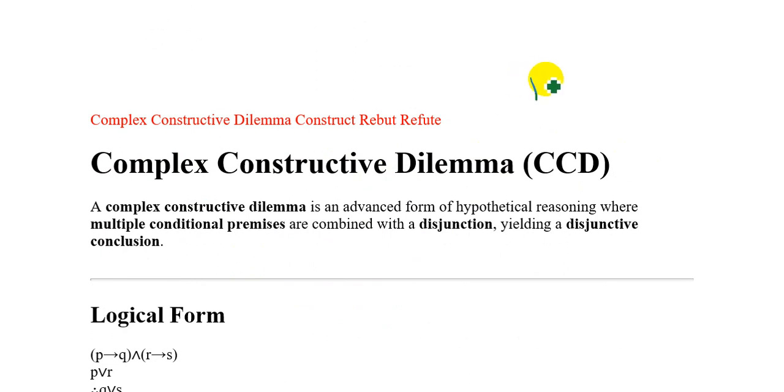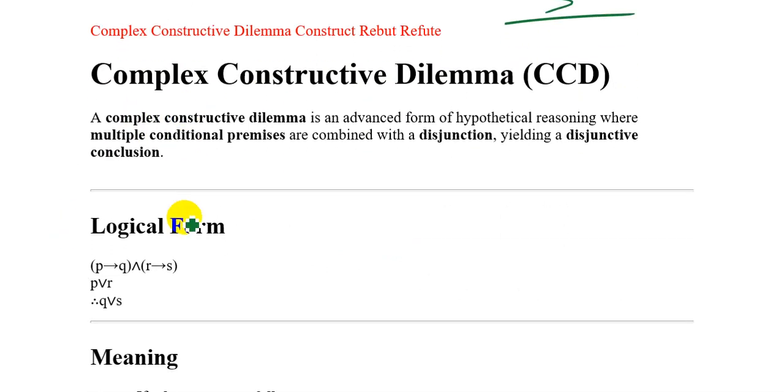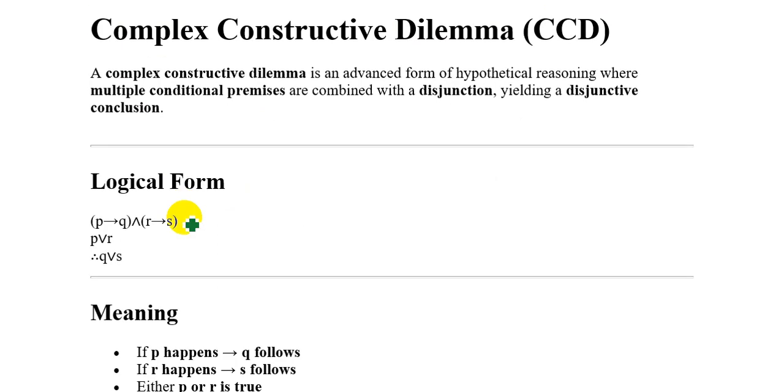This comes for 13 marks. A complex constructive dilemma is an advanced form of hypothetical reasoning where multiple conditional premises are combined with a disjunction, yielding a disjunctive conclusion. We have already seen the form of a complex constructive dilemma: if P then Q and if R then S, either P or R, therefore either Q or S.